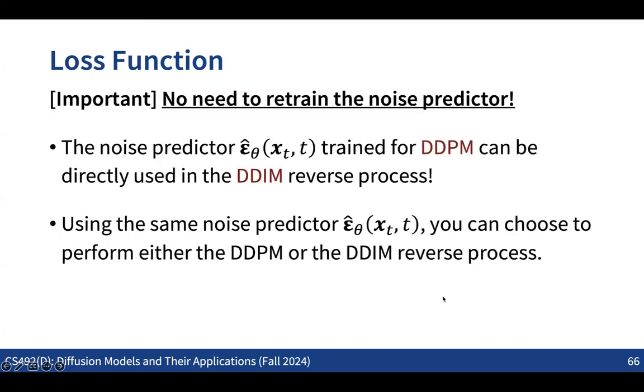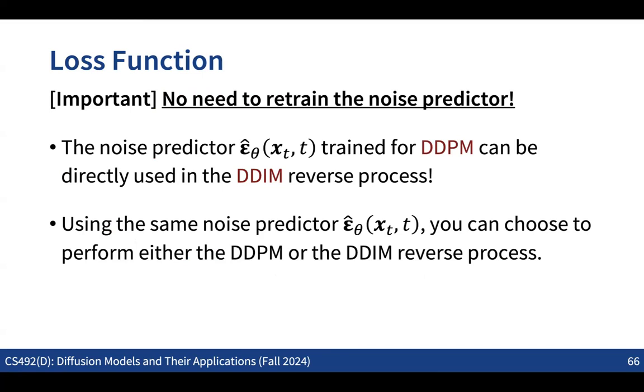While we are changing the forward and reverse processes, we can use the same noise predictor, the same mean predictor, or the same x0 predictor. That's a very interesting effect. Even when you switch the diffusion model process from DDPM to DDIM, we can still use the noise predictor that was trained for DDPM, which can be directly applied to the DDIM reverse process.